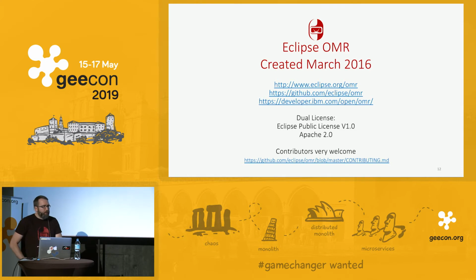So the Eclipse OMR project. It was created in March 2016 as a stripped down version of our JVM code. What we wanted to do, and the key point here, is that it's actually dual licensed with an Eclipse Public License and Apache license. So it's very open and consumable by everyone.